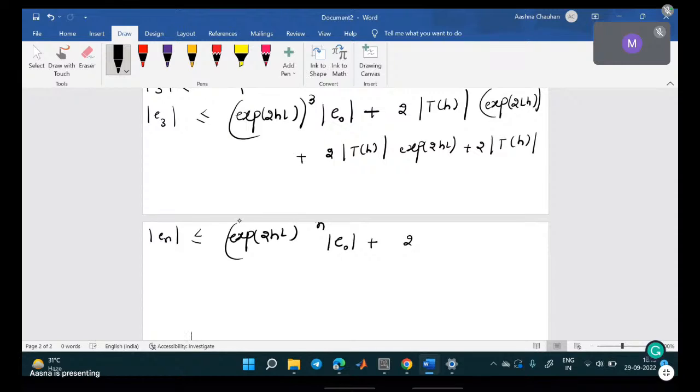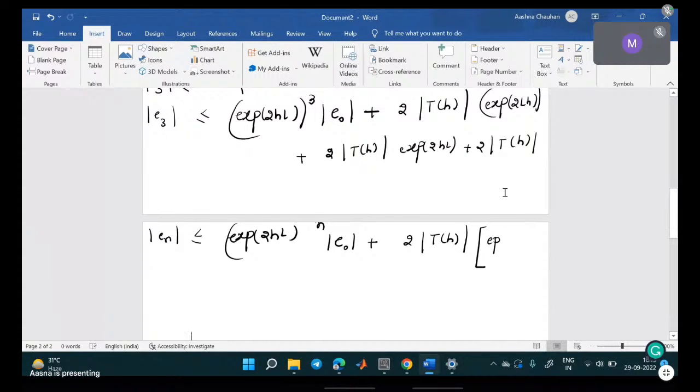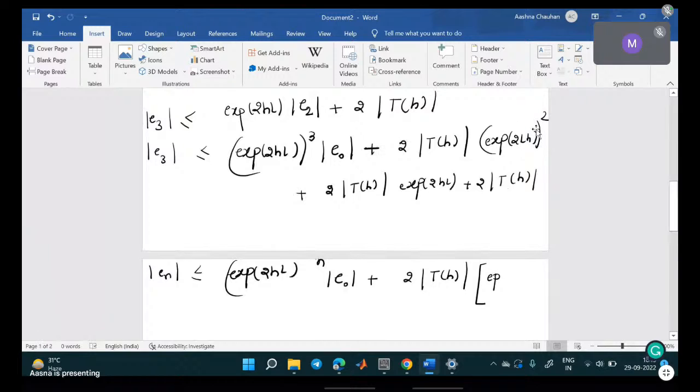I'm taking twice of mod of th as common, and if you look at this inequality, the terms are coming as exponential of 2hl with powers 2 and 1 for n equals 3. Now I'm writing it down for n equals n, then the power will start from n minus 1, n minus 2, and so on up to power 1. Are you getting my point?